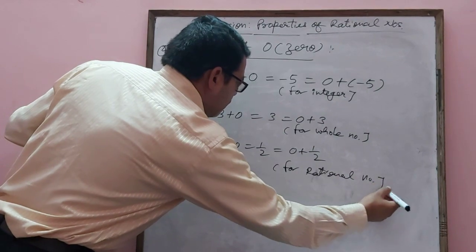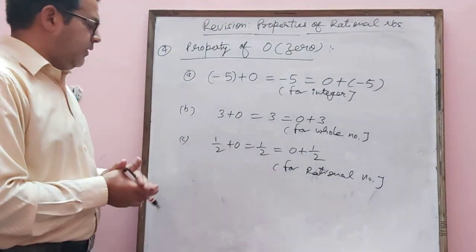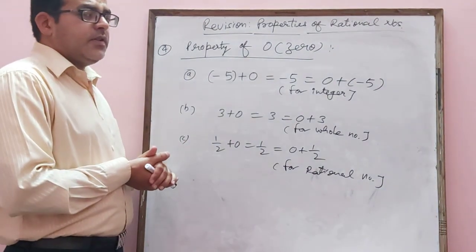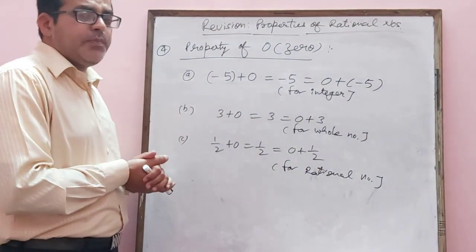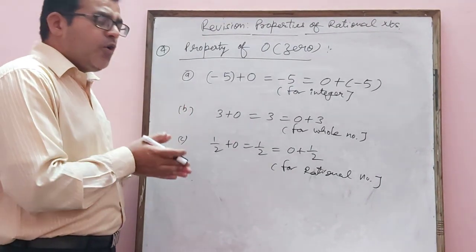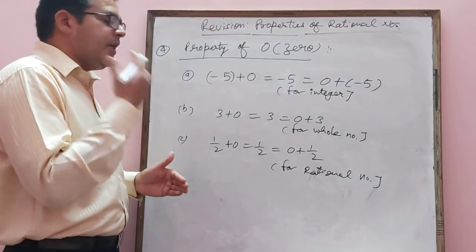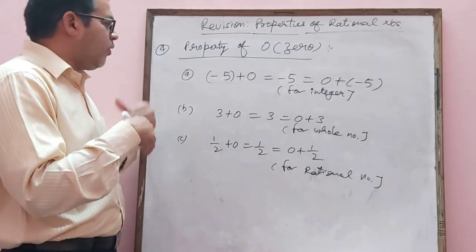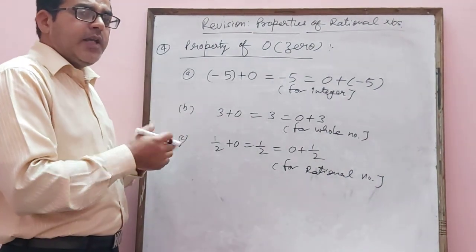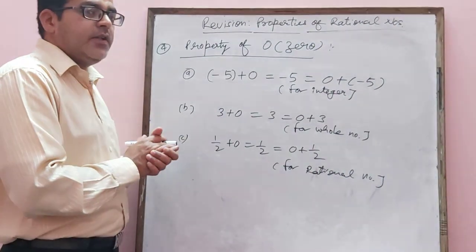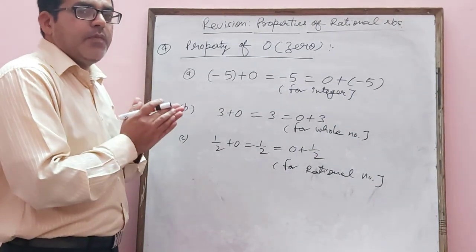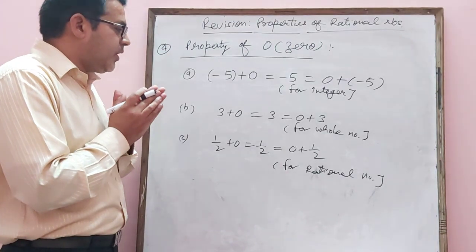Why am I writing these three different things? The reason is that 0 has a special property. If we add 0 to any number, doesn't matter if it is an even number or odd number, or an integer or whole number or fraction, that is our rational number, any kind of number, the result is unaffected. We will get the same number. This is a very important property of 0.